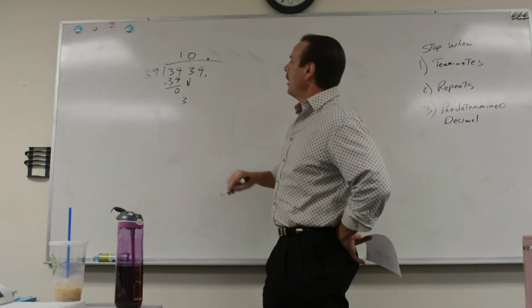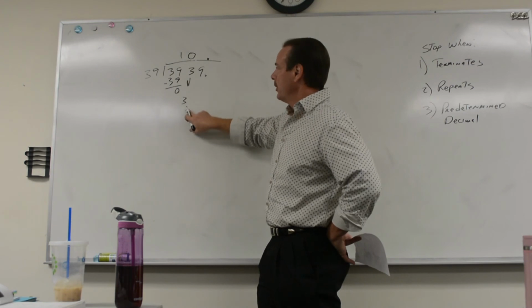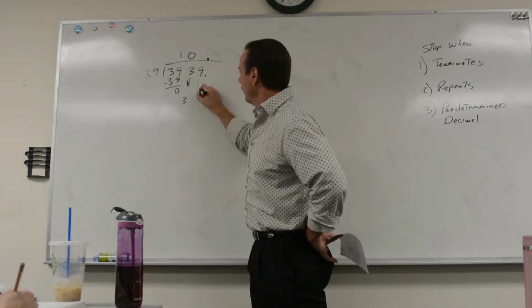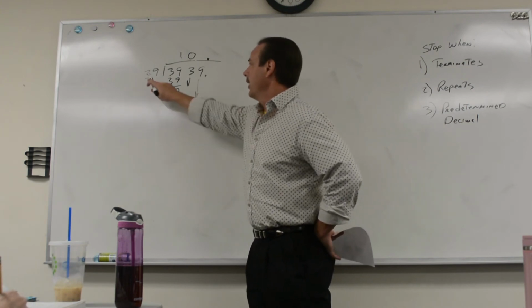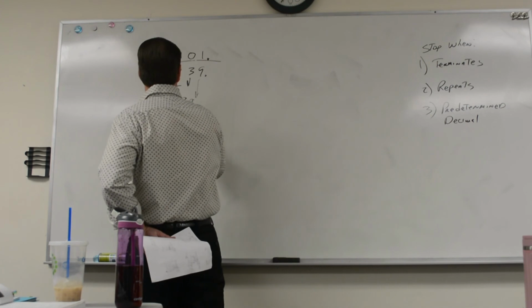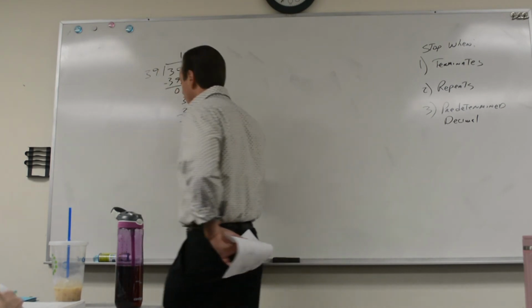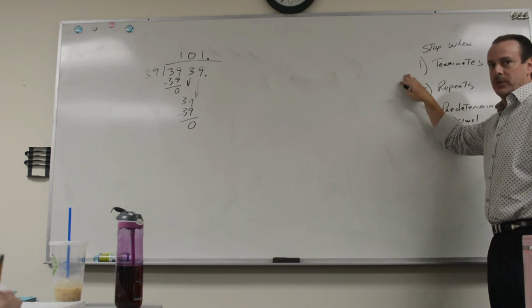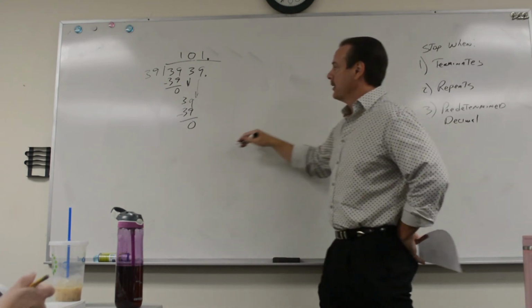All right, so we brought down the 3. 39 does not go into 3. We put a 0 there. Now we bring down the other 9. Now we got 39 goes into 39 one time. We're going to subtract away. All right, it terminated. You don't have a choice but to stop, but it terminates.